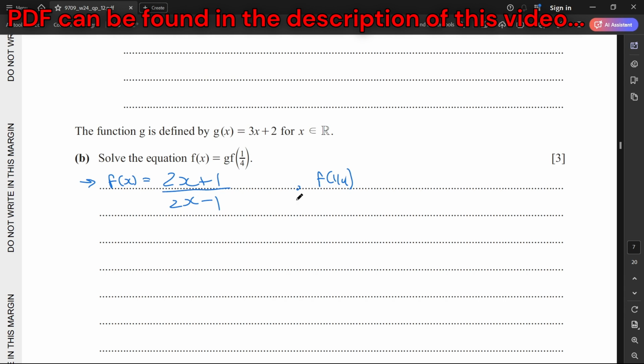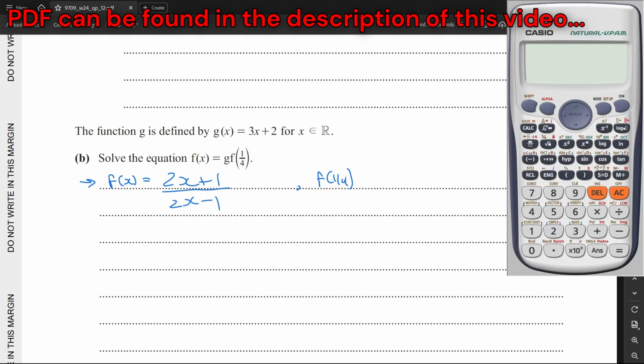For this, I'll need to have my calculator. So I'll say that (2 times 1/4 plus 1) divided by (2 times 1/4 minus 1). And my answer comes out to be minus 3. So f(1/4) is minus 3.